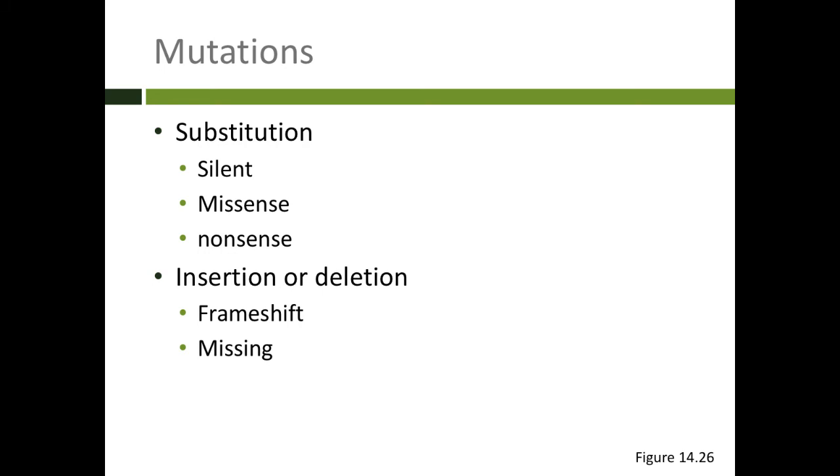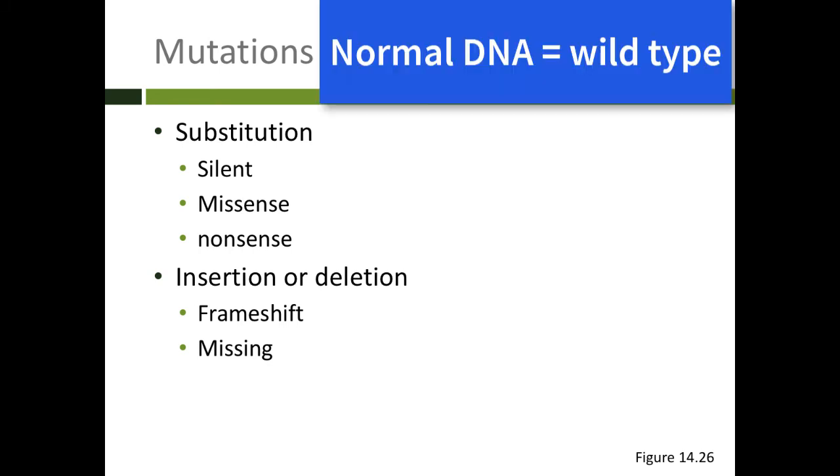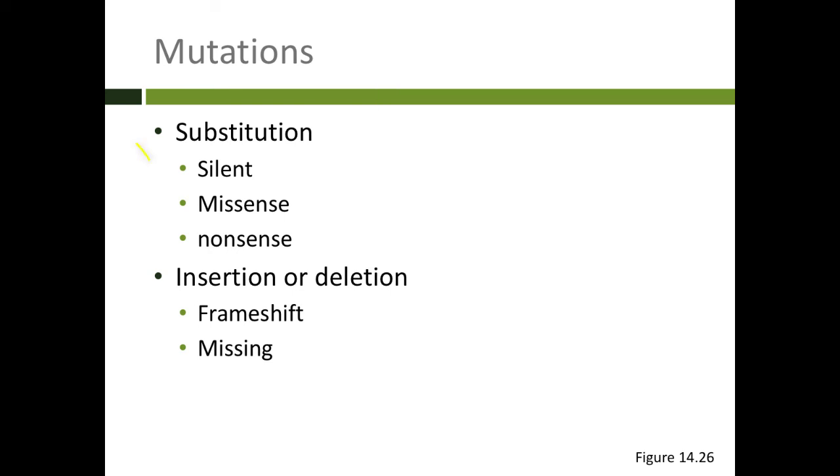This process is not perfect. Occasionally, changes in the genetic material will happen. These changes are called mutations. The normal DNA, without any mutations, is called wild type. There are two kinds of mutations: substitution mutations, in which one nucleotide is substituted for another one, and insertion or deletion mutations, in which one or more nucleotides are mistakenly added or deleted.